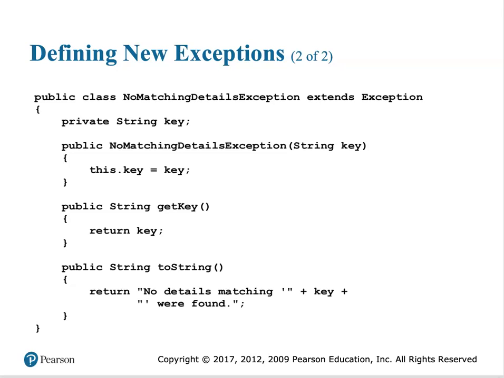So it's a class. Let's set up a field. We'll make that field the key. And when we create a no matching details exception, the no matching details exception will be created with the string value that was passed in, so that this exception will have a copy of the key that caused the error. We will also have a getKey method, an accessor, so that if the calling program wants to query the exception and learn what key threw the error, we could give that back.